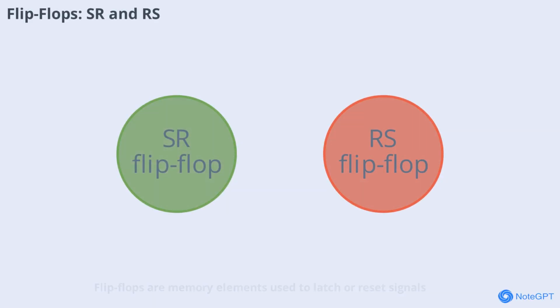Flip-flops are memory elements used to latch or reset signals. The SR set-reset flip-flop prioritizes setting a condition, making it ideal for latching trips. The RS reset-set flip-flop gives priority to resetting, which is useful when a reset command must override a set condition. Understanding how to use these flip-flops is crucial for implementing reliable trip and reset logic in your control system.